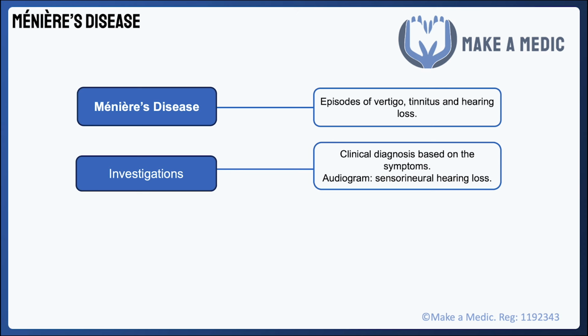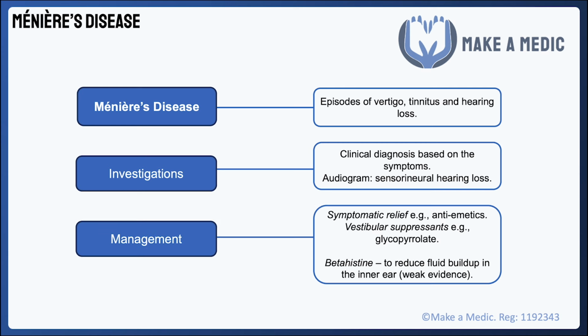Meniere's can be definitively diagnosed based on the clinical symptoms, alongside a hearing test confirming the presence of sensorineural hearing loss. And there is no cure for Meniere's disease, but a range of conservative medical and surgical options can be used to manage the condition. One commonly used medication is called betahistine, which is thought to reduce the fluid buildup in the inner ear, although the evidence supporting its use is weak.